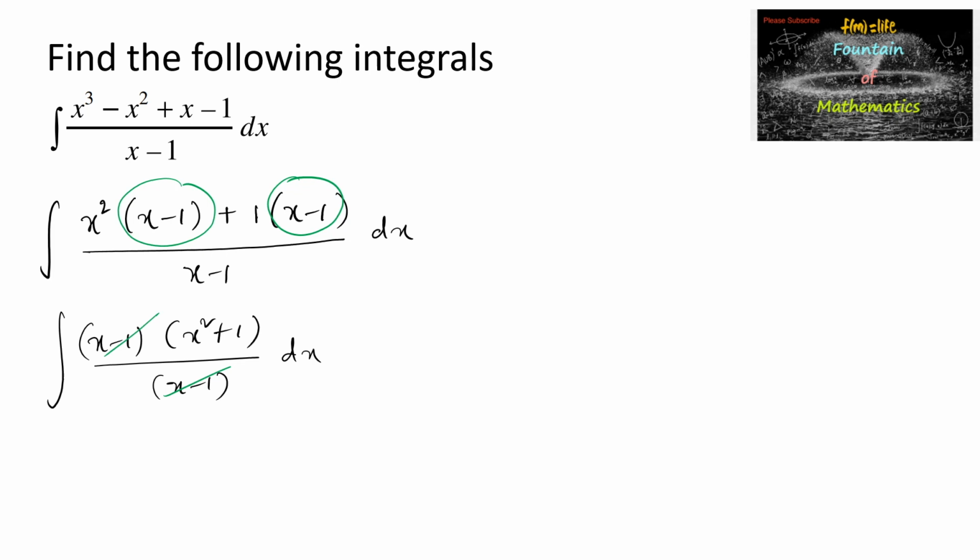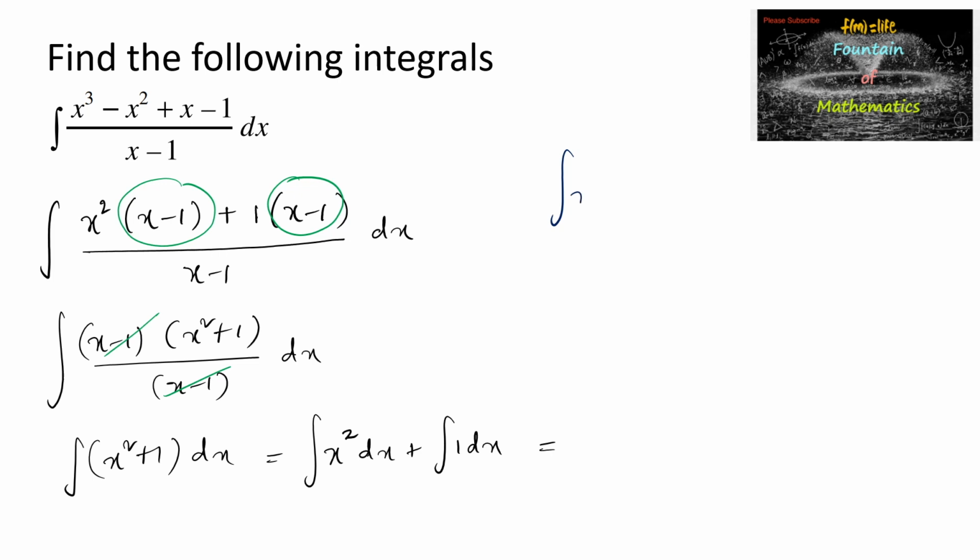So the integral of x square plus 1 dx is equal to the integral of x squared dx plus the integral of 1 dx. By using the formula, integral x power n dx is equal to x to the power n plus 1 upon n plus 1 plus c. So here we can write x to the power of 2 plus 1, that is 3, upon 3, plus the integration of 1 dx, which is x plus an integral constant.